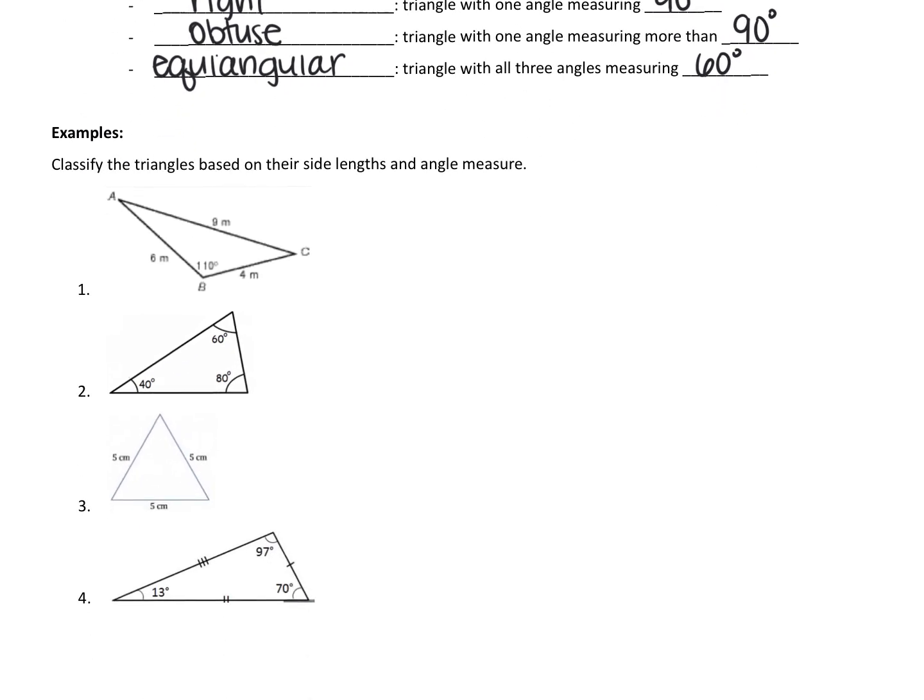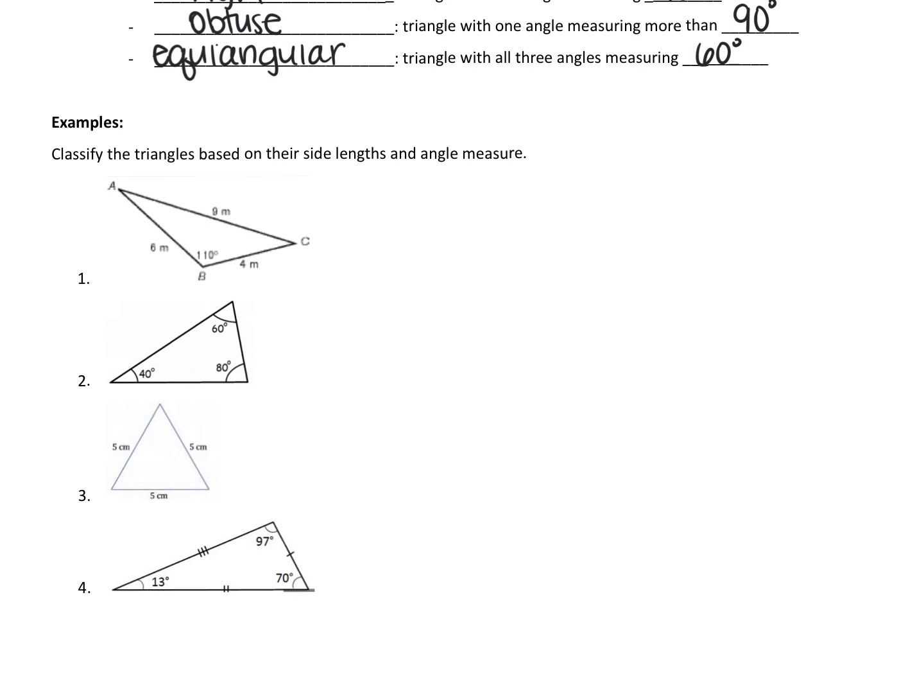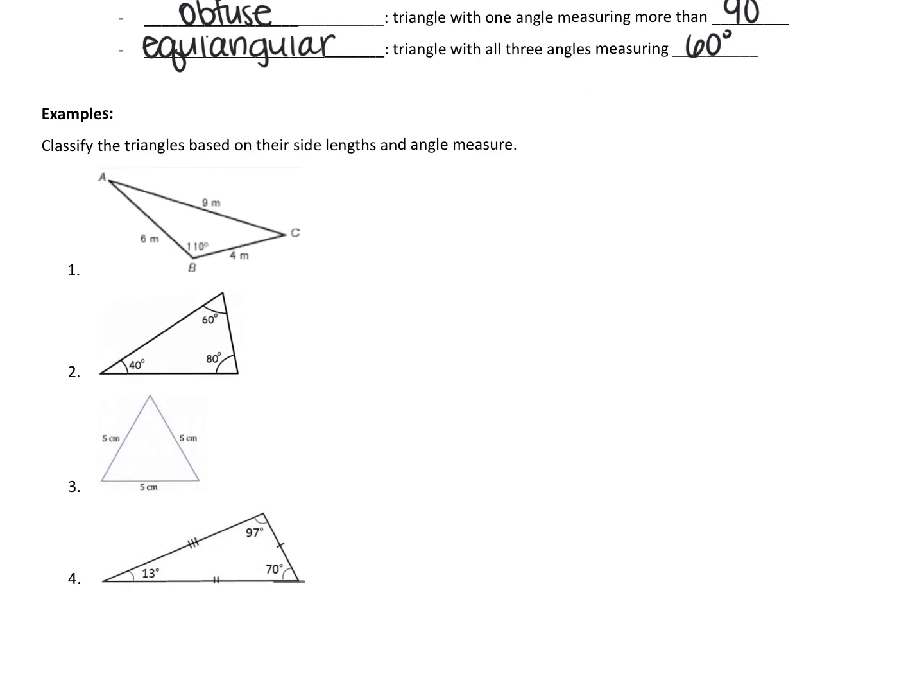So we can actually classify triangles based on both their side length and their angle measure. So they can be two things at once. In our first triangle here, the side lengths are 9, 4, and 6, and we have an angle that is 110 degrees. So this is an example of an obtuse scalene triangle, because you have one angle more than 90 and all of your sides are different lengths. And when we classify a triangle based on its angle measures and side lengths, we usually put the angle first.